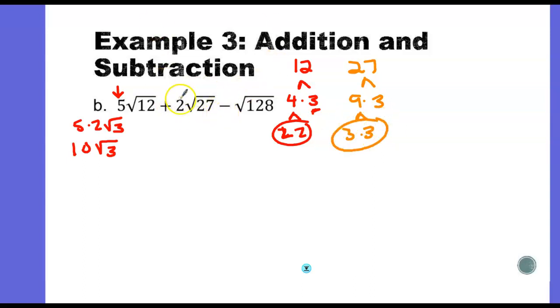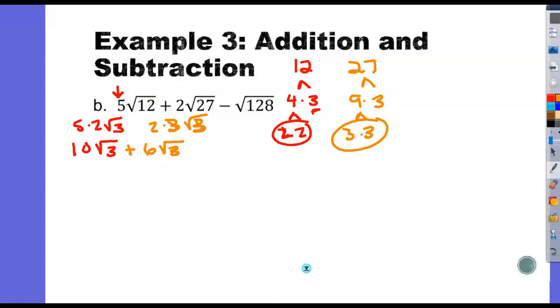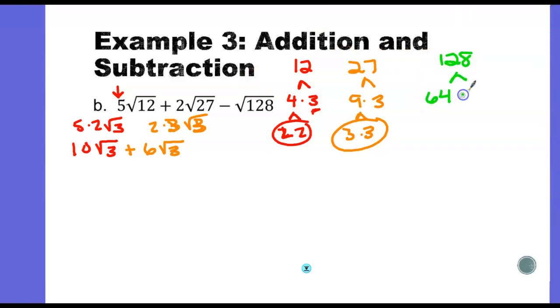So I do need to make sure that I multiply by that 2 that's out there. So that would give me plus 6 square root of 3. Finally, I'm going to do 128, and I'm going to do 64 and 2, which 64 is 8 and 8. So 8 square root of 2 minus 8 square root of 2.